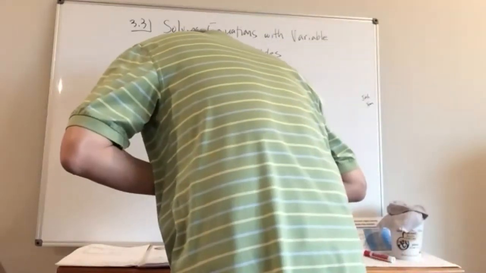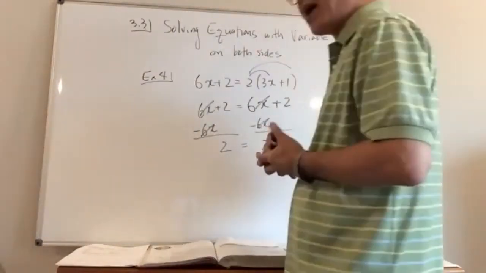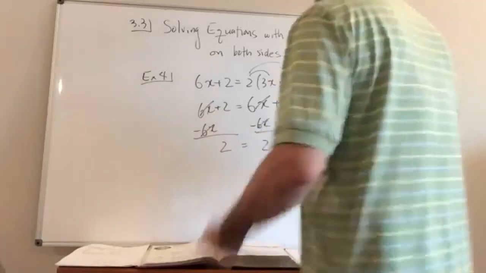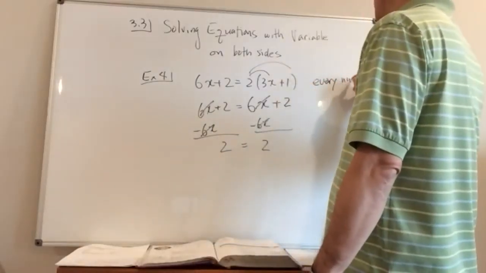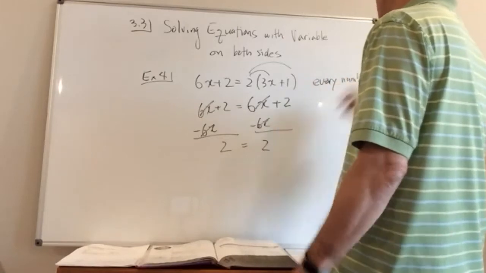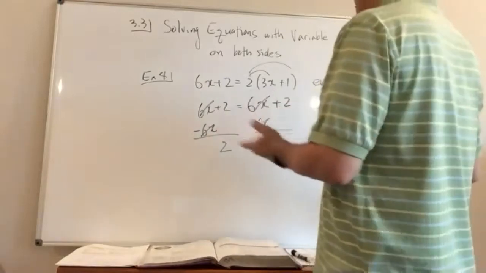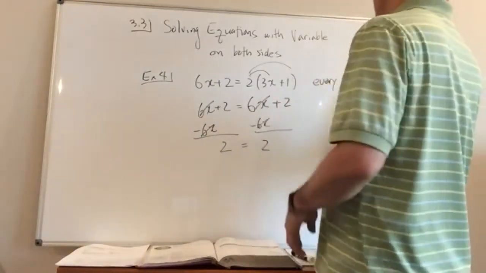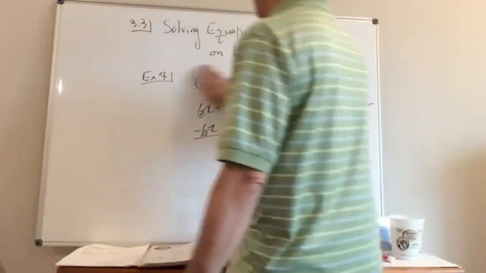But what do you guys learn this as? Yeah, it says every number is a solution. So in other words, the answer is every number, or any number for that matter. Same thing. Every number is a solution. So this is the opposite of the one we did before where we had no solutions.